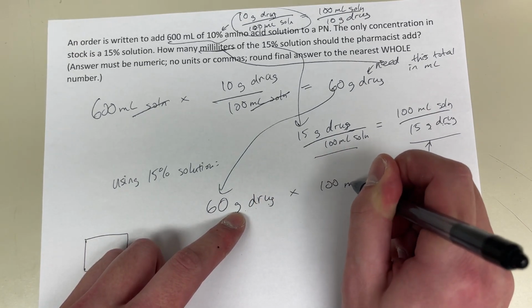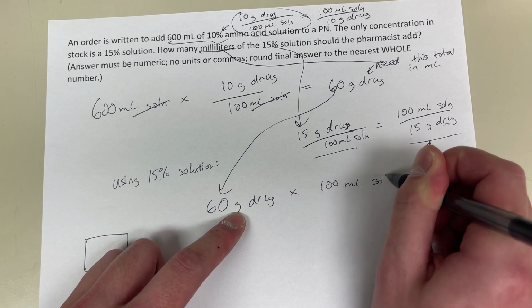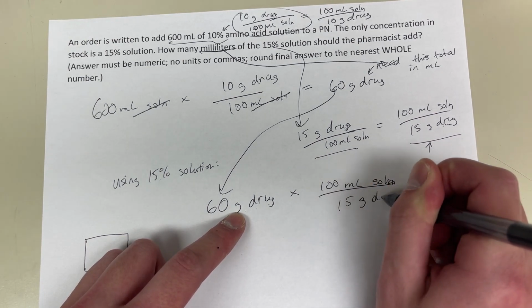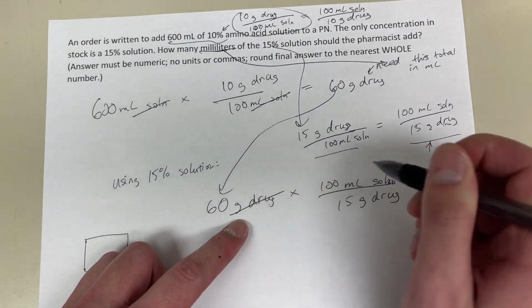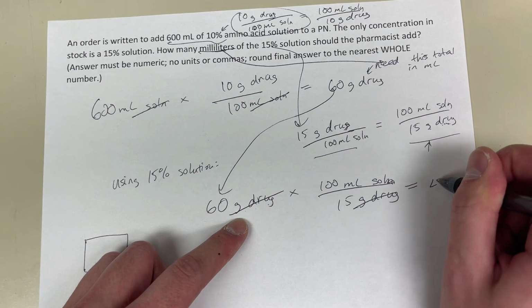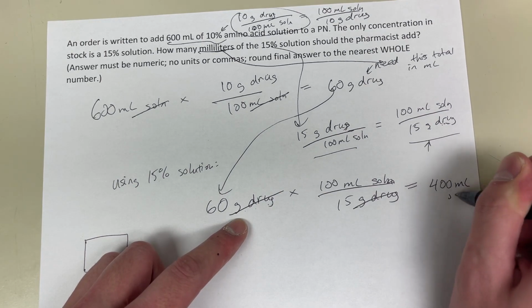So times it by 100 milliliters of the solution divided by 15 grams of drug. So grams of drug cancel out. And so when I solve for this, the answer is 400 milliliters of the solution.